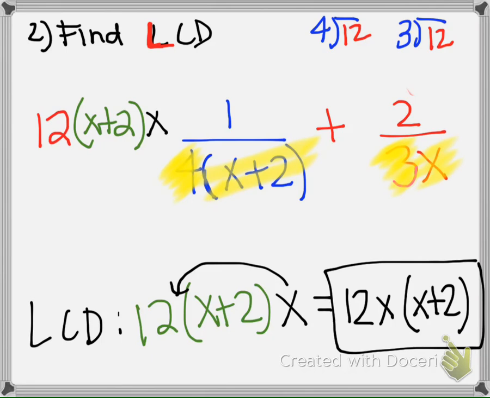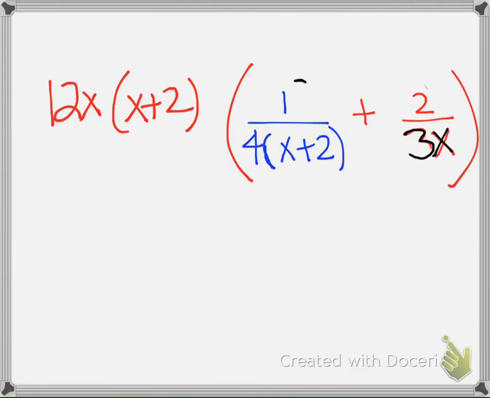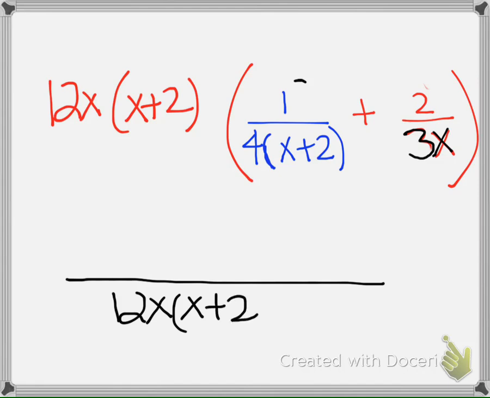And again, the reason why it's the common denominator is when we rewrite the fractions, everything can be divided into this. Okay, so now we're going to rewrite the fraction. So I'm going to take my common denominator and I'm going to distribute it.